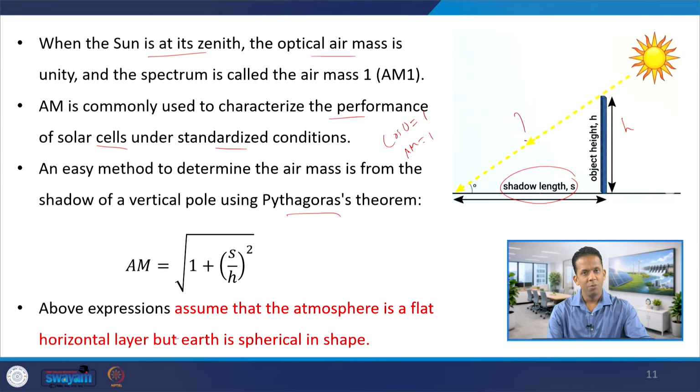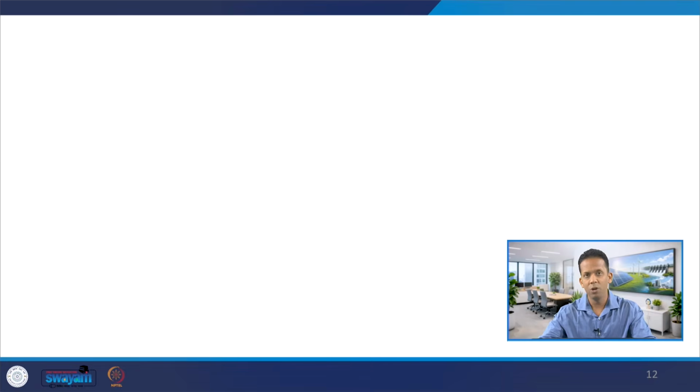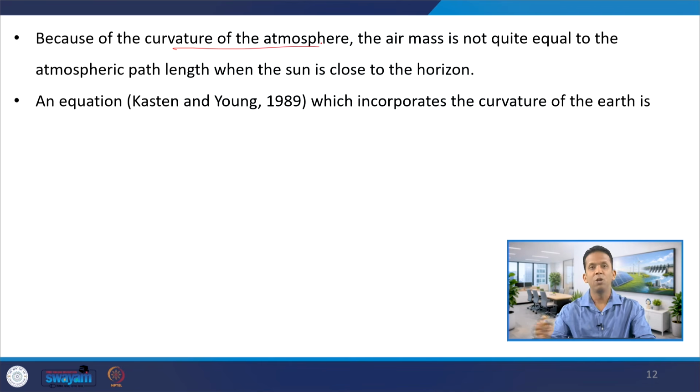Now, both the zenith angle expression and the Pythagoras theorem one assume that the atmosphere is a flat horizontal layer, but in reality the earth is not flat, it is spherical in shape. So with respect to the sun's position, the surface of the earth is like a curvature and not a flat horizontal layer. A lot of researchers have come up with correlations to account for the curvature of the atmosphere, and it was observed that air mass is not quite equal to the atmospheric path length whenever the sun is close to the horizon.